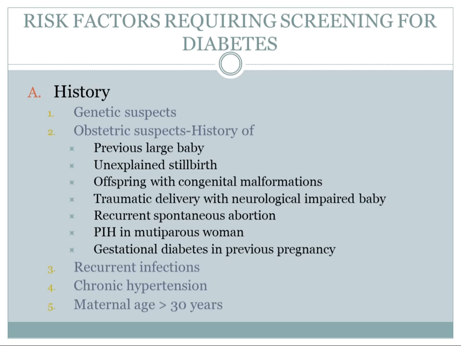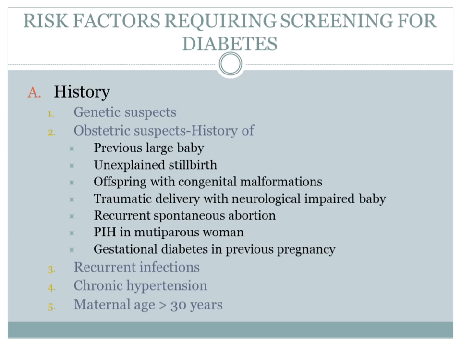For example, previously she had a large baby, she had an unexplained stillbirth, she had abortions, or she had IUD. I told you, intrauterine fetal death, sudden fetal death can occur. So that history may be there. Or she may have previously given birth to babies with congenital malformations, or she had a difficult and traumatic delivery of the previous baby with a neurological impairment for the baby, or recurrent abortions, which I've already told. Then presence of preeclampsia in this present pregnancy or previous history of preeclampsia also.